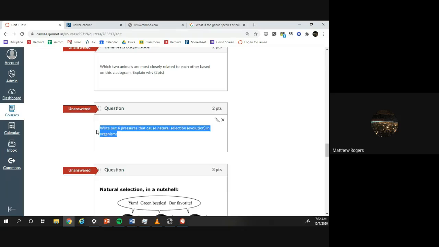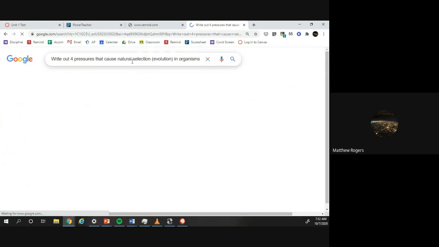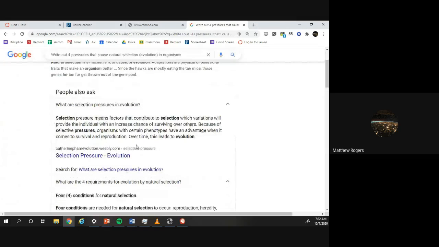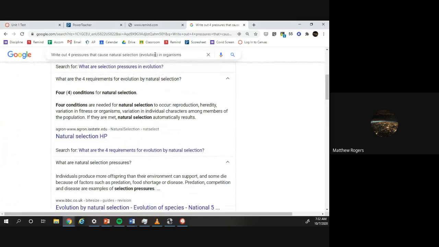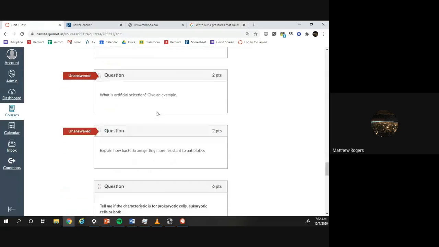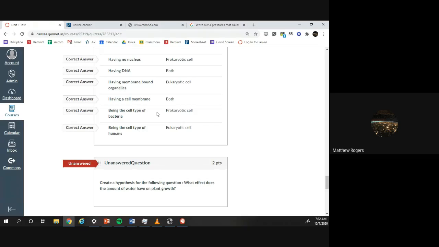Or, write out the 4 pressures that cause natural selection. If you actually type that in, it gives you answers that are not even real answers. These are answers for other things in evolution. And I got so many of those across the board. It was upsetting. And this is not supposed to happen in bio. This is also AP Bio. We're like, how is water polar?